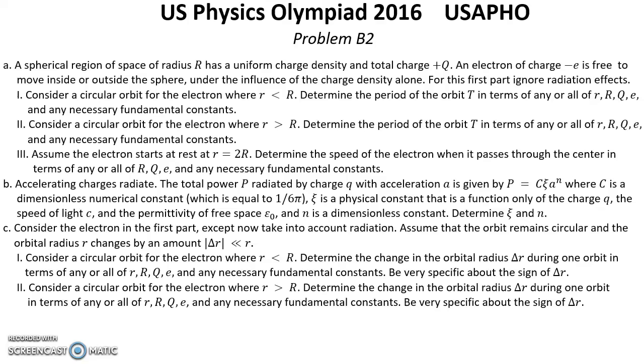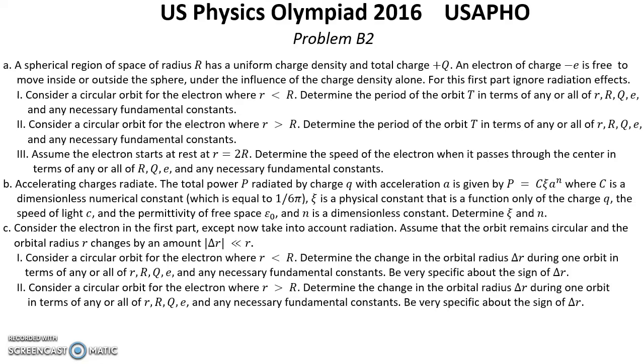Part C. Consider the electron in the first part, except now take into account radiation. Assume that the orbit remains circular and the orbital radius small r changes by the amount absolute value of delta r much less than small r.